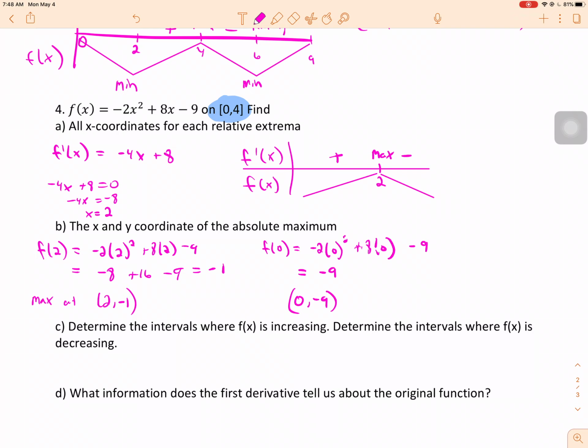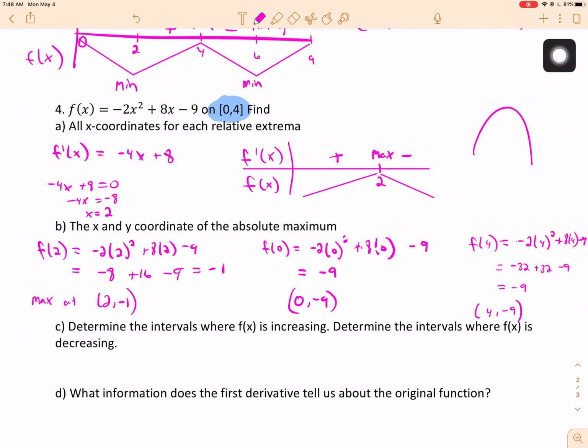And then if you plug in 4, negative 2 times 4 squared, plus 8 times 4 minus 9, that's 16. That's negative 32 plus 32 minus 9. So you get negative 9, so you get 4, negative 9. Some symmetry there. They're both going to be at negative 9, and this is in the middle. It's going to be a nice parabola, concave down. We know that because it's a negative 2x squared. So the function is going to look something like this. Right? Where is this max? At 2.